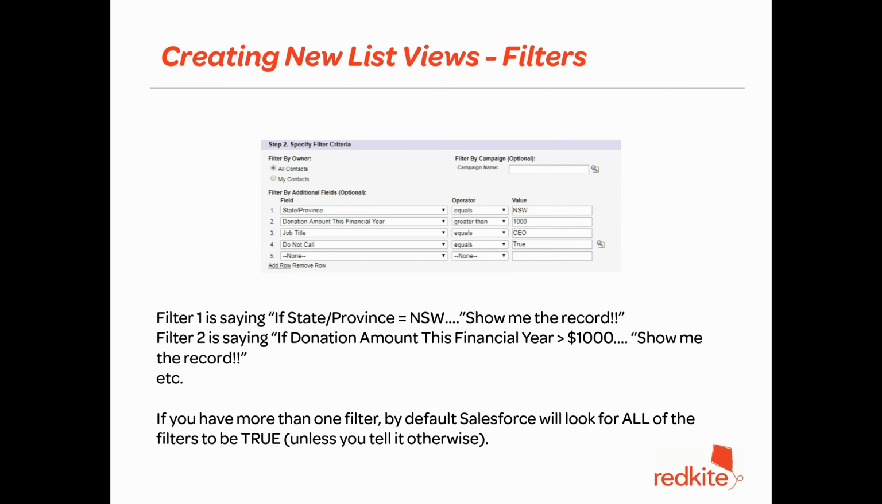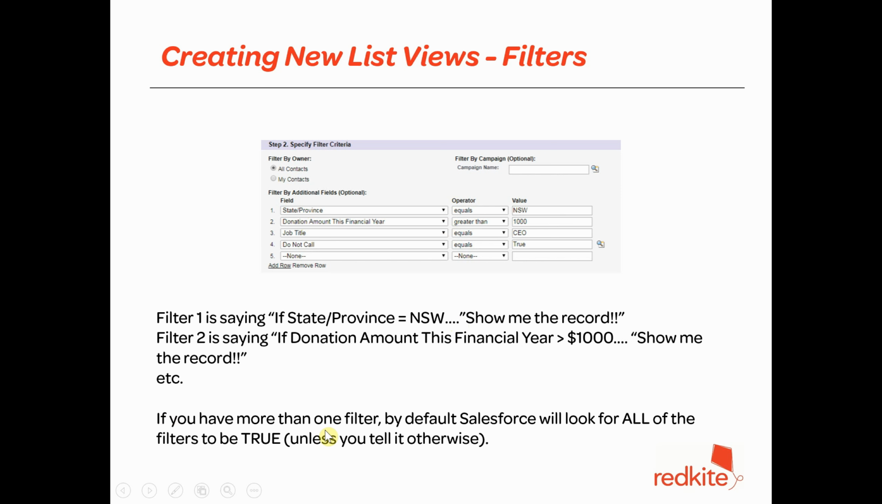And then you can set your filters. So this is where the magic happens. State province equals New South Wales. That's telling Salesforce, if the state or province equals New South Wales, then show me those records. Filter 2 here, donation amount this financial year greater than 1,000. If the donation amount this financial year is greater than 1,000, show me the record.